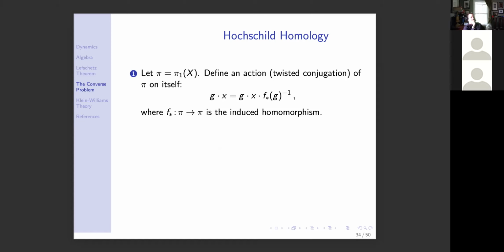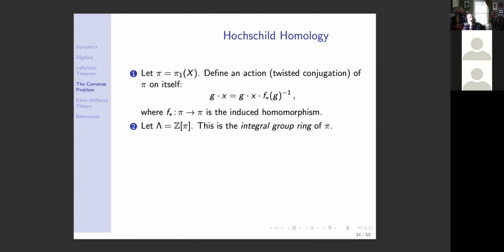Okay, so that's the action. And it is strictly speaking not completely rigorous. There's something you have to do to make it completely rigorous because f may not preserve the base point. So you have to do something about that, but I'm not going to worry about that here.